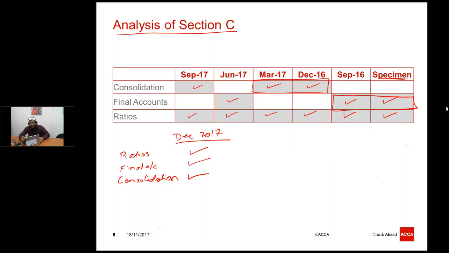So be prepared for every possible question. Be prepared for consolidation. Be prepared for final accounts. Be prepared for ratios. Be prepared for cash flows. Do not expect that this will come and this will not come. But considering the time constraint, if you have to decide something to leave, leave cash flows. If you don't have time and you want to leave something, then leave cash flows. Otherwise, try to cover even that.